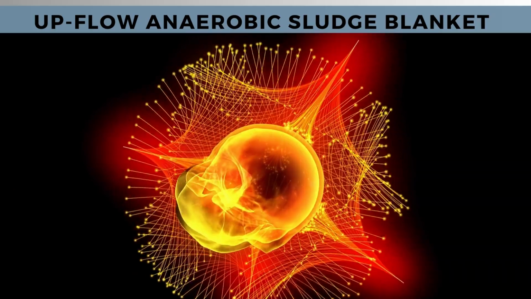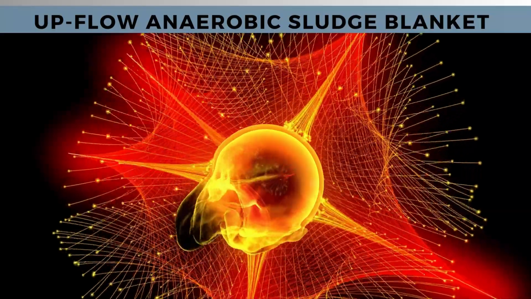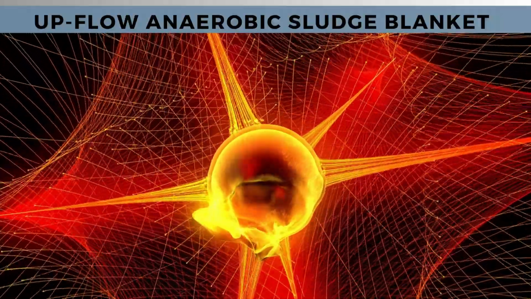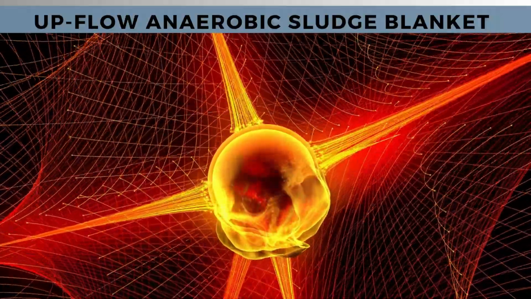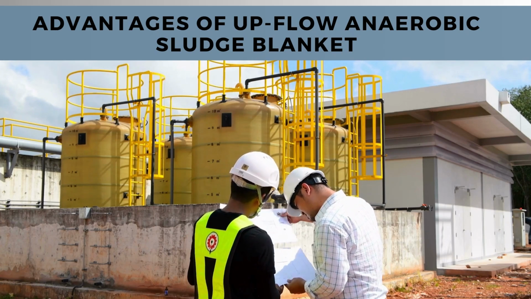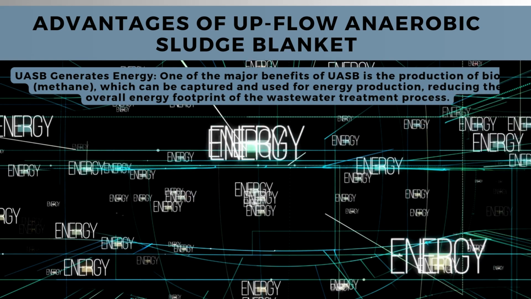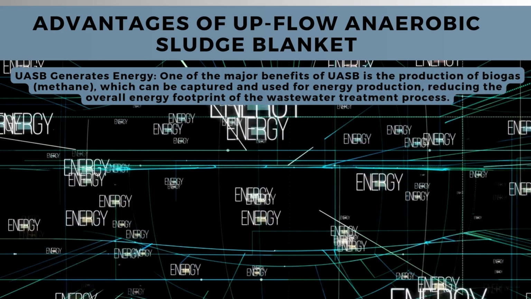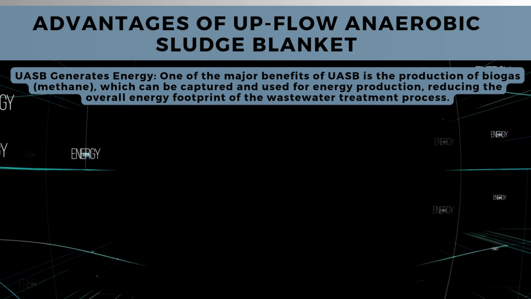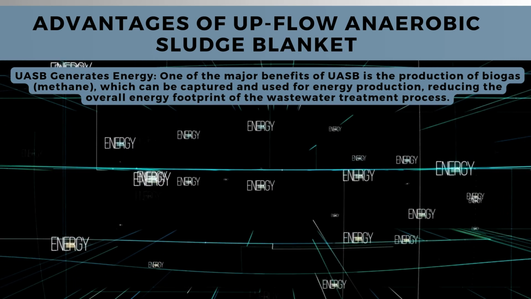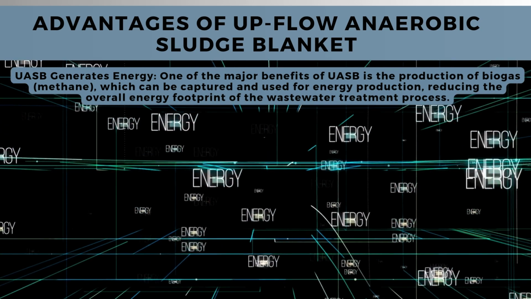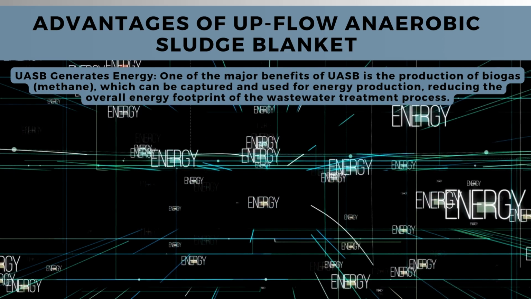In biogas production, the end product of anaerobic digestion is biogas, a mixture of methane and carbon dioxide, which can be captured and utilized for energy generation. And these are the advantages of the upflow anaerobic sludge blanket reactors. It generates energy. One of the major benefits is the production of biogas, which can be captured and used for energy production, reducing the overall energy footprint of the wastewater treatment process.